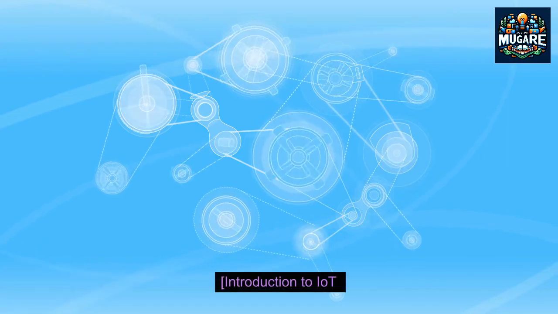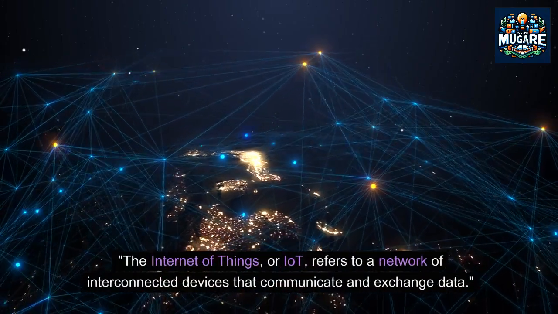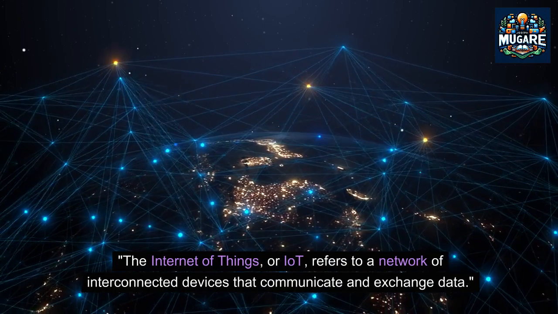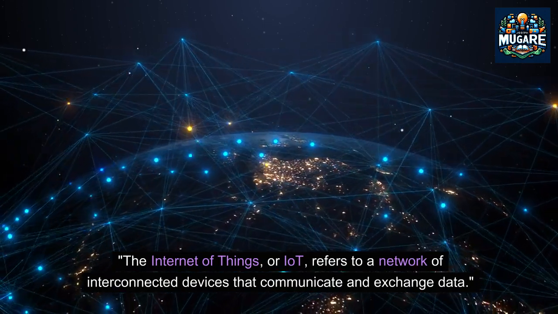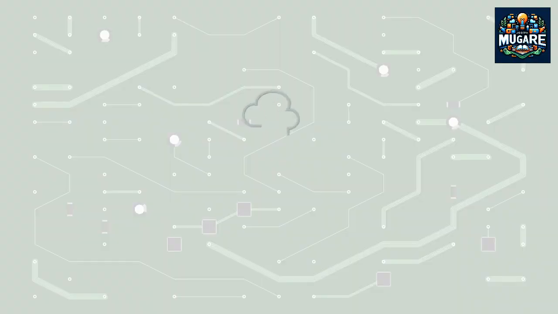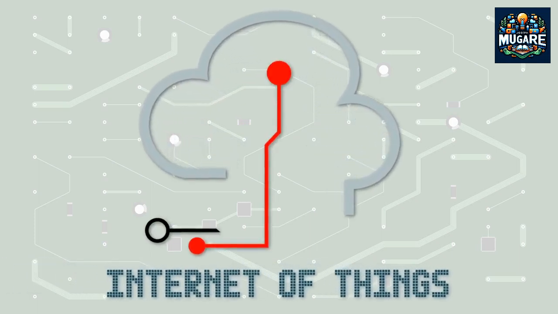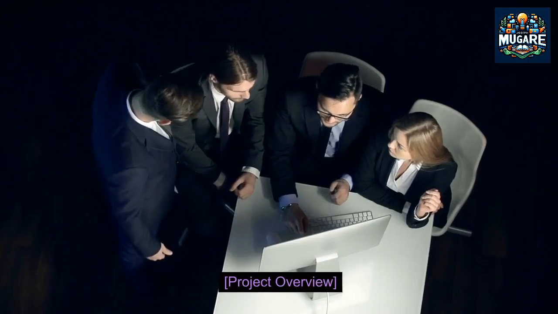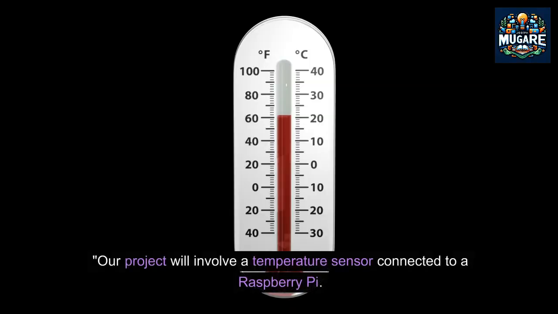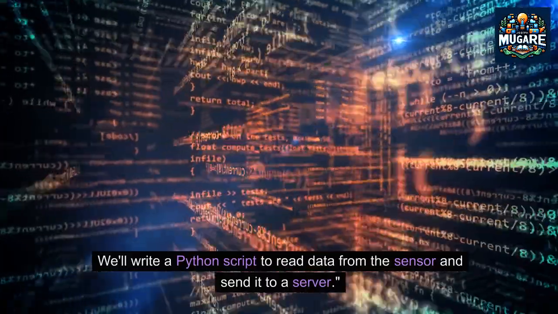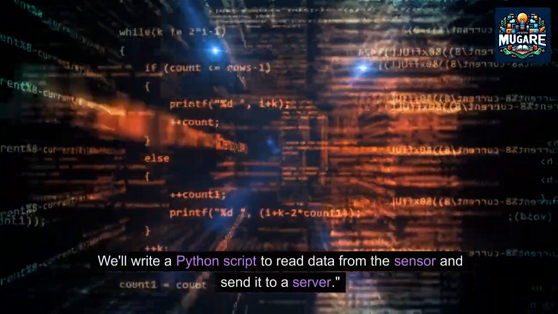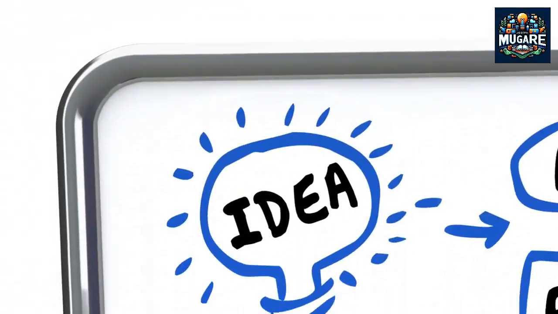Introduction to IoT. The Internet of Things, or IoT, refers to a network of interconnected devices that communicate and exchange data. Project overview. Our project will involve a temperature sensor connected to a Raspberry Pi. We'll write a Python script to read data from the sensor and send it to a server.